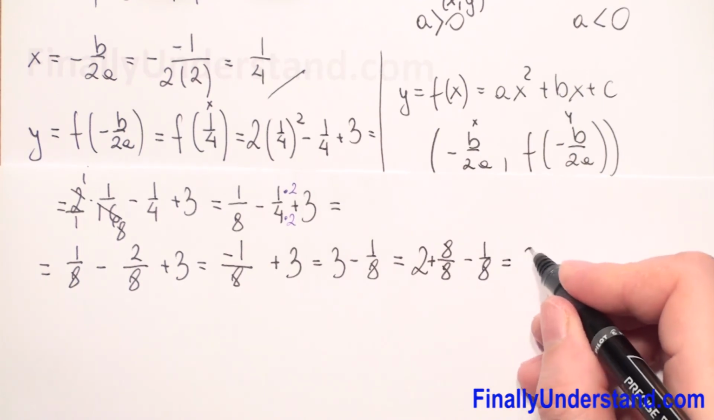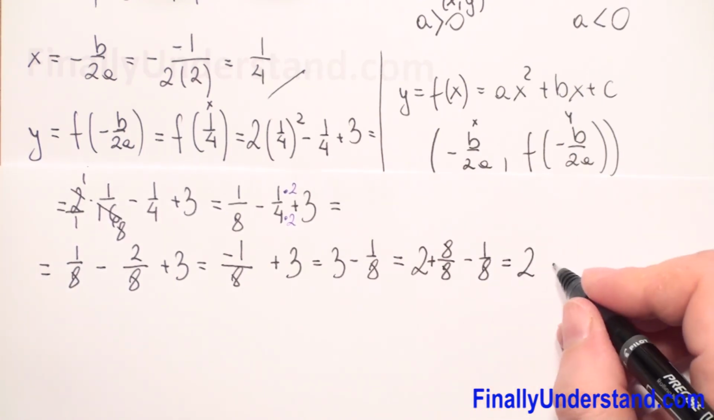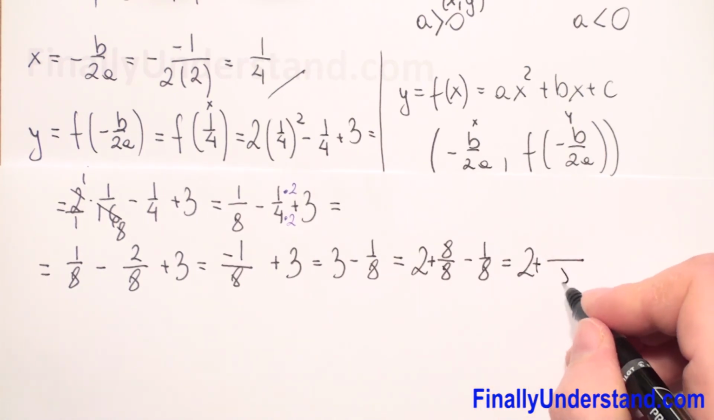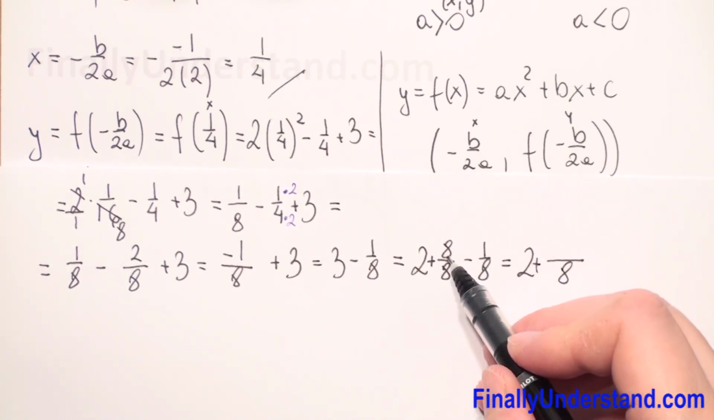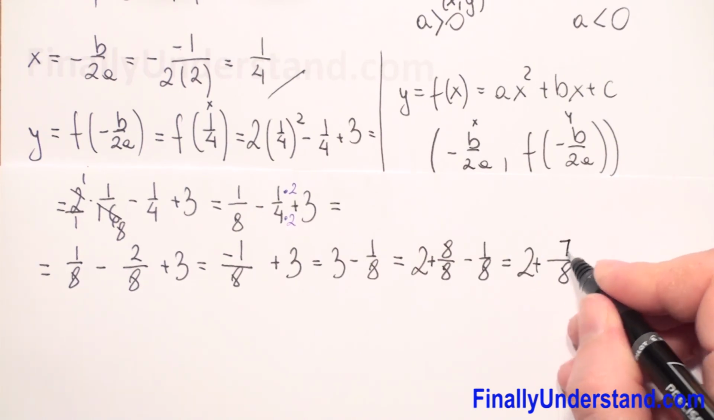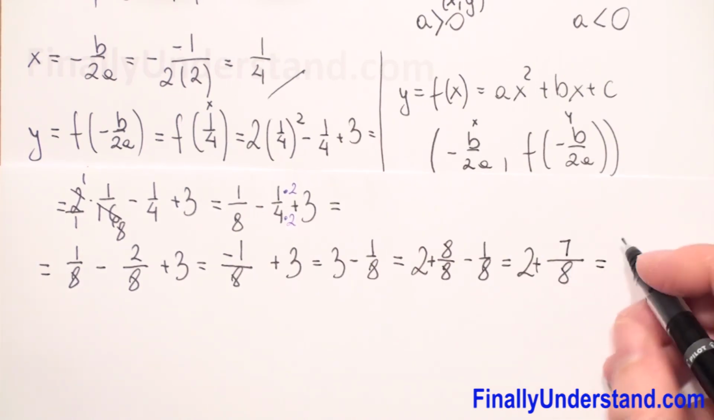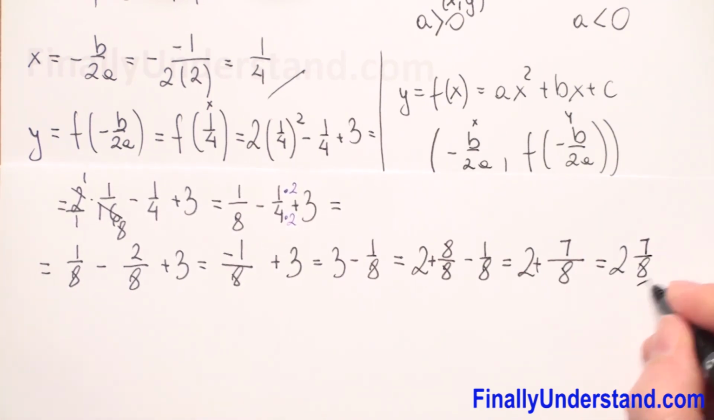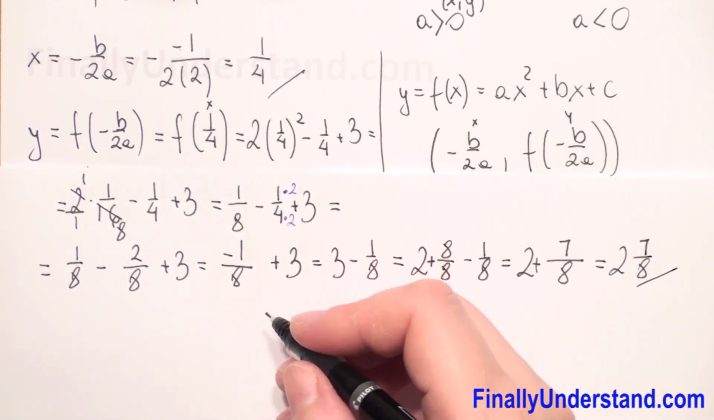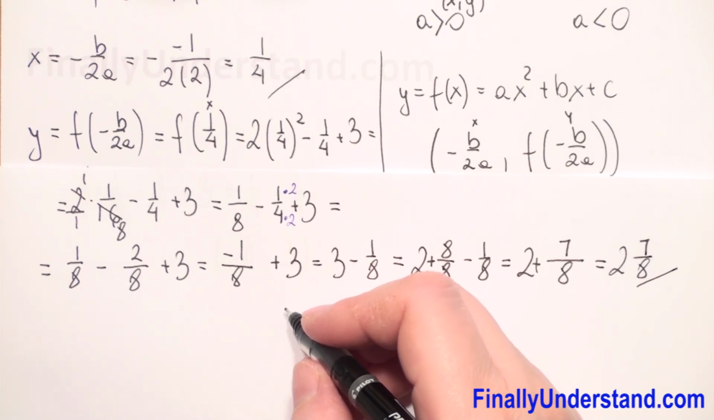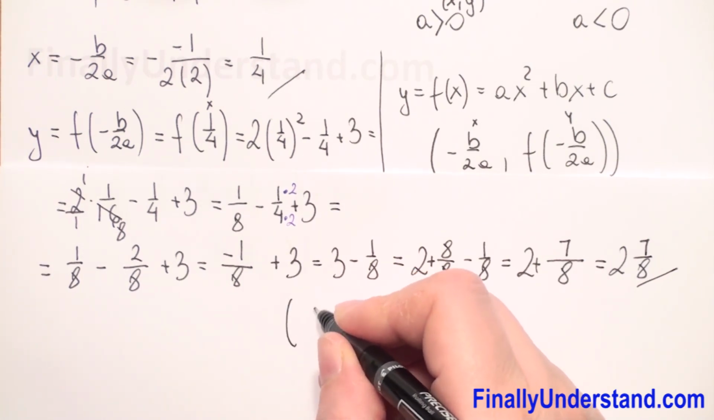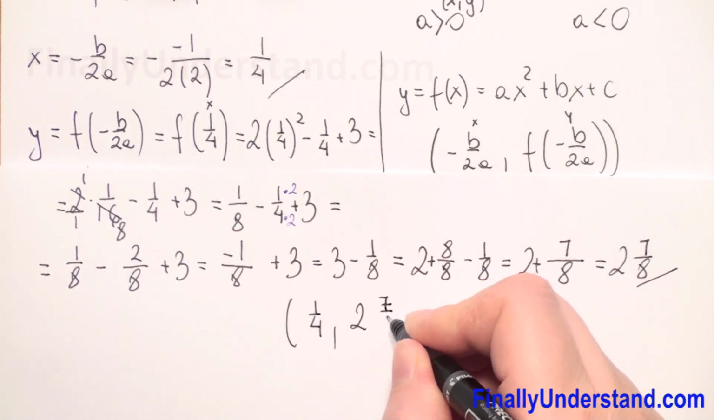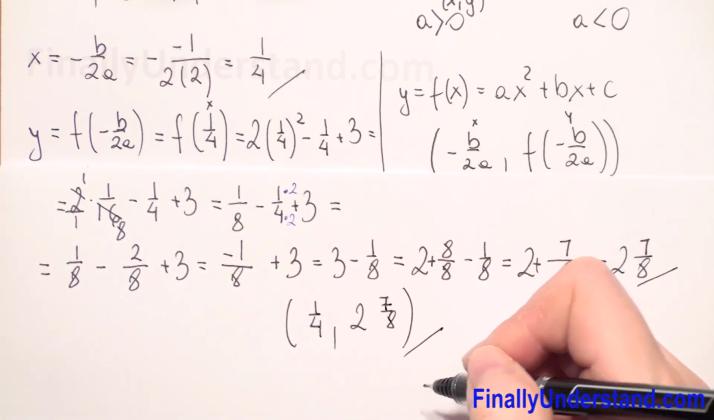We copy 2, and when we have the same denominator, how do we subtract fractions? We copy the denominator and we just subtract numerators. 8 minus 1 is 7. So we have 2 plus 7 over 8, which is 2 and 7 over 8. So we found x and we have y. So the vertex is 1 over 4, 2 and 7 over 8. This is my solution.